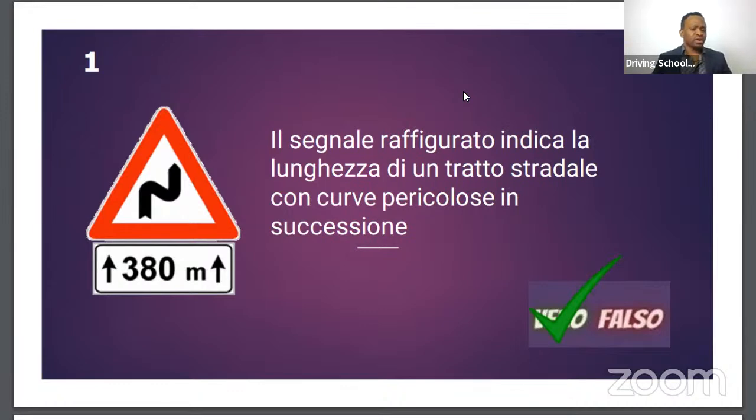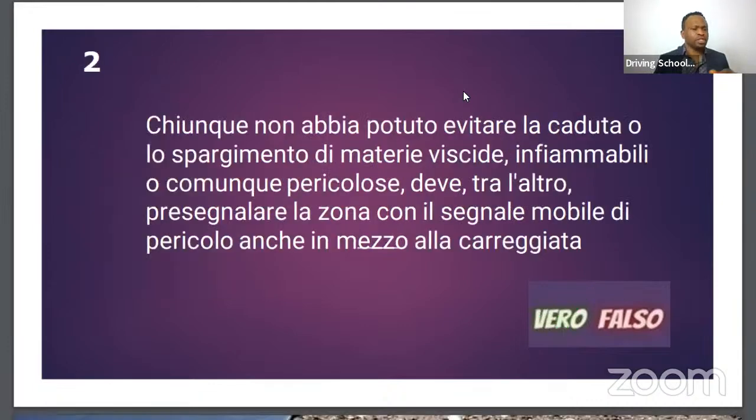this sign, and also this supplementary panel that is attached to it that is causing confusion sometimes in quiz. So the answer to this number one question is vero. So let's proceed to the number two, which says, chiunque non abbia potuto evitare la caduta o lo spargimento di materie viscide, infiammabili o comunque pericolose, deve tra l'altro presegnalare la zona con il segnale mobile di pericolo anche in mezzo alla carreggiata. So, what is your answer to this question?